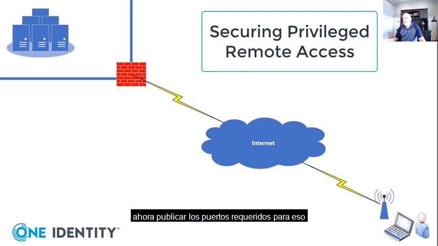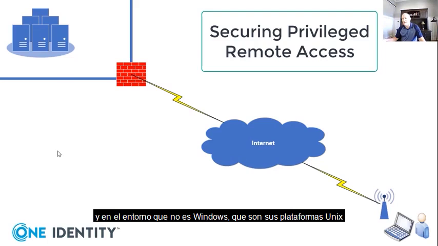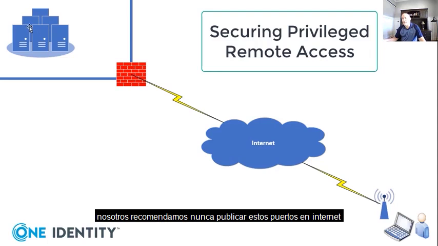Now, publishing the ports that are required to do that is usually not recommended. In the case of a Windows operating system, the ports are going to be port 3389, which is Remote Desktop Protocol, RDP. And in the non-Windows environment, which is your Unix platforms and your network devices, that's going to be Secure Shell Protocol, SSH, which runs over port 22. We really never recommend publishing those ports to the internet because there's a lot of vulnerabilities that go along with that, and attackers are constantly looking for ways to exploit those ports.